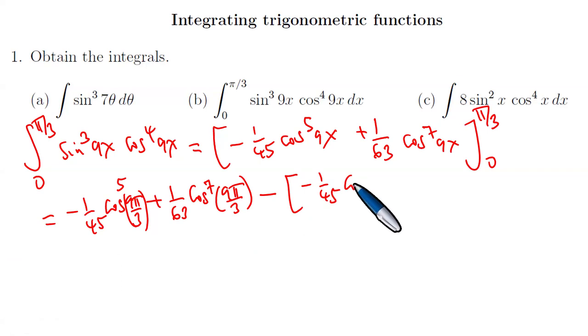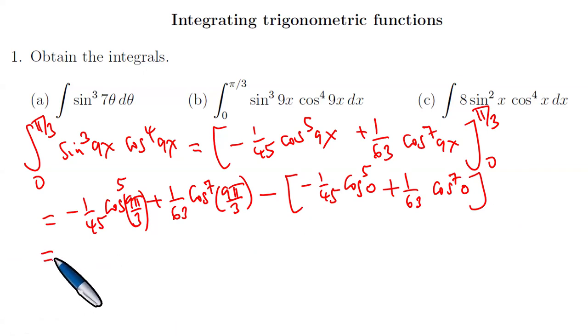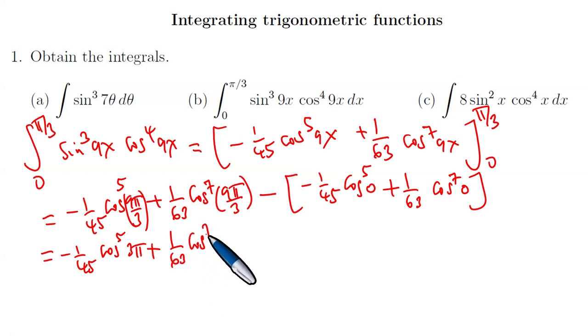Minus 1 over 45 cosine to the fifth power of 0, plus 1 over 63 cosine to the seventh power of 0, which is minus 1 over 45 cosine to the fifth power of 3 pi, plus 1 over 63 cosine to the seventh power of 3 pi. Minus, this is what we are able to achieve.